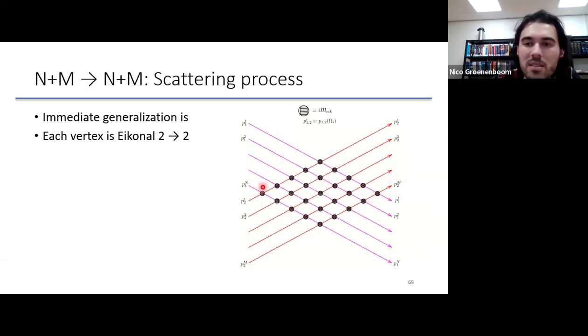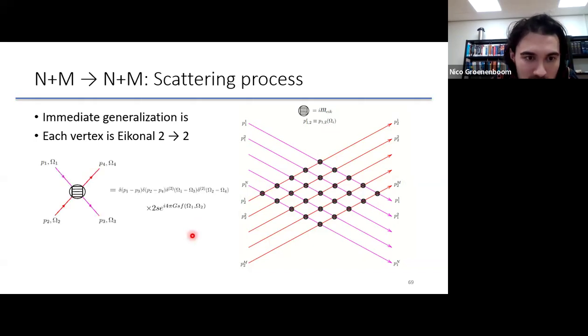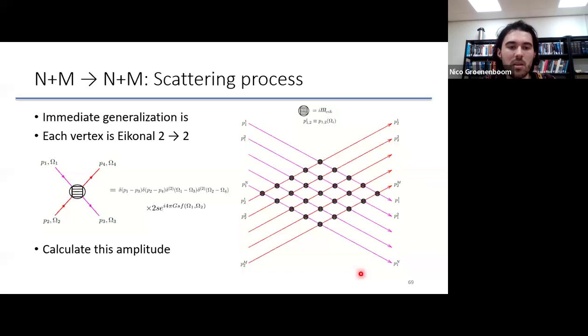But because we want to do this eikonally with small momentum exchange, each vertex in here is now actually a complete Eikonal 2-to-2 resummation. So each vertex consists of momentum conservation, conservation of the angles, because it's also a result of the Eikonal, and this complex exponent that we derived in the previous part of the talk. And now the aim is to calculate this amplitude using these definitions.